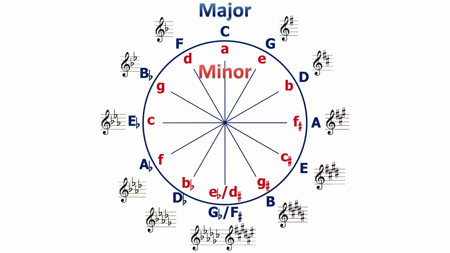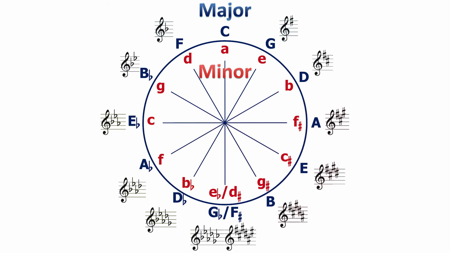Next is A major, which gets three sharps on F, C, and G, so A, B, C sharp, D, E, F sharp, G sharp. Now we have E major, which gets four sharps on F, C, G, and D, so E, F sharp, G sharp, A, B, C sharp, and D sharp.